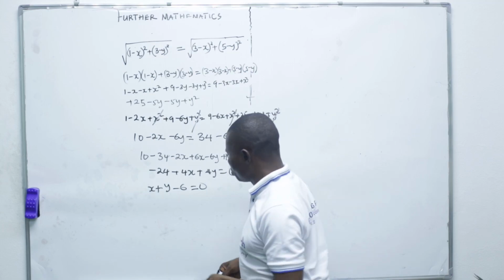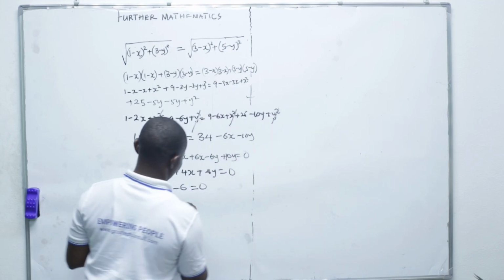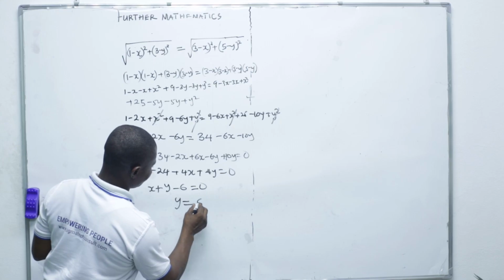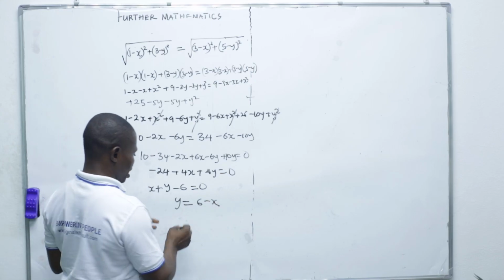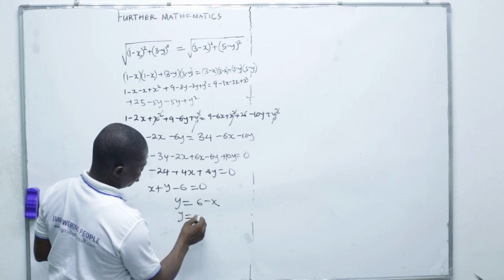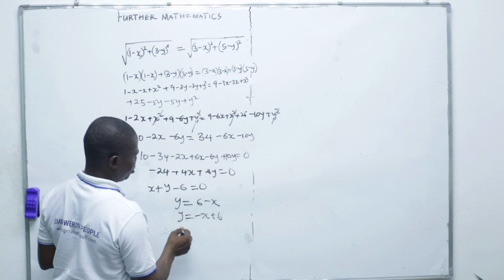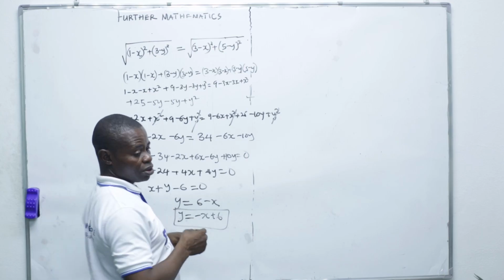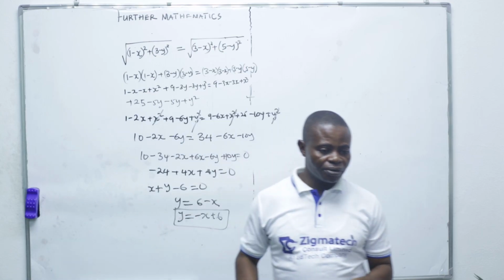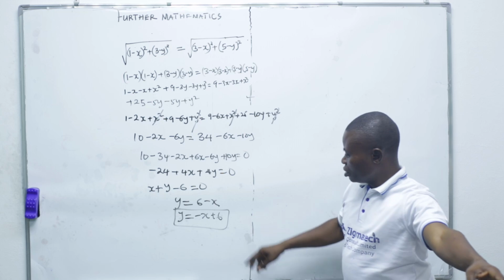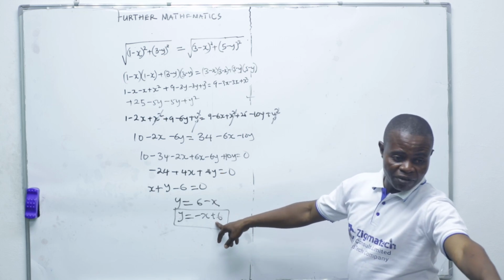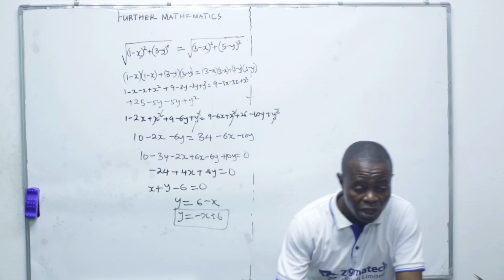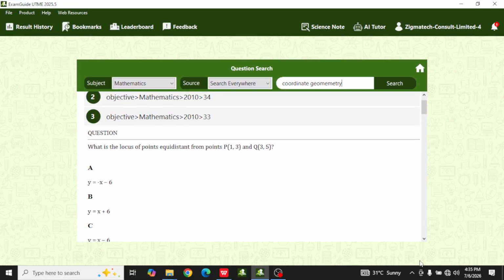So what are we going to do? I will say that y now equals 6 minus x. Or I can say y equals minus x plus 6. This becomes the equation they are looking for. Look at it. Okay, let's check the solution.